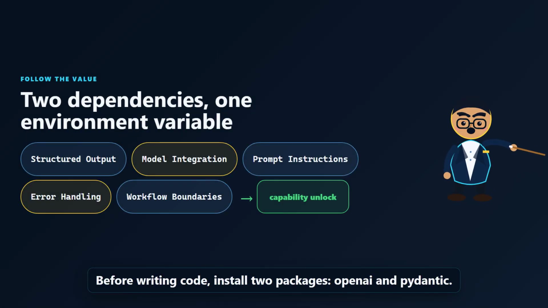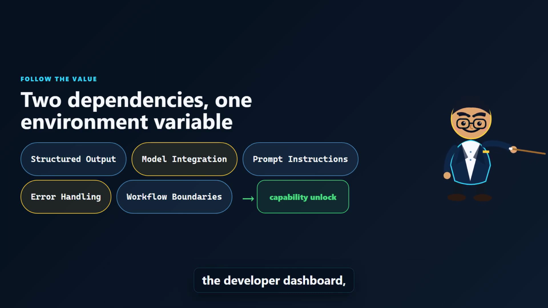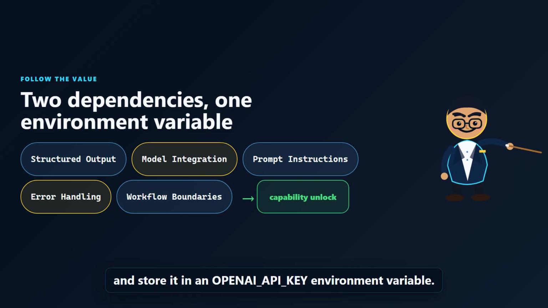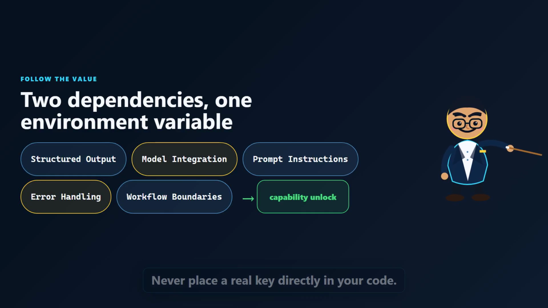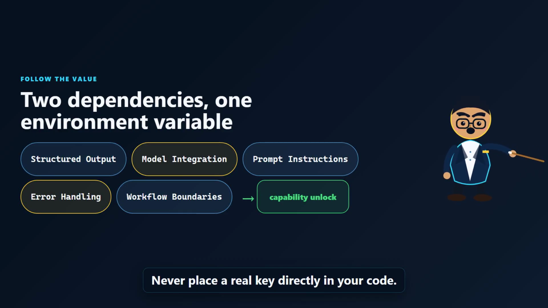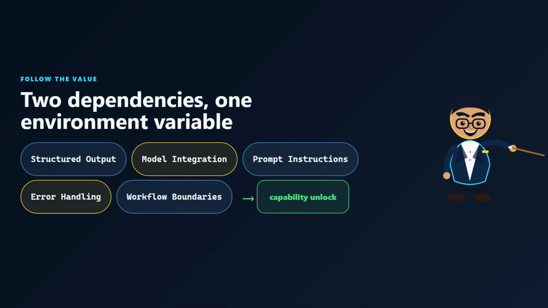Before writing code, install two packages, OpenAI and Pydantic. You will also need an OpenAI API key. Create one in the developer dashboard and store it in an OpenAI API key environment variable, which the OpenAI client reads automatically. Never place a real key directly in your code, and never show one on screen.